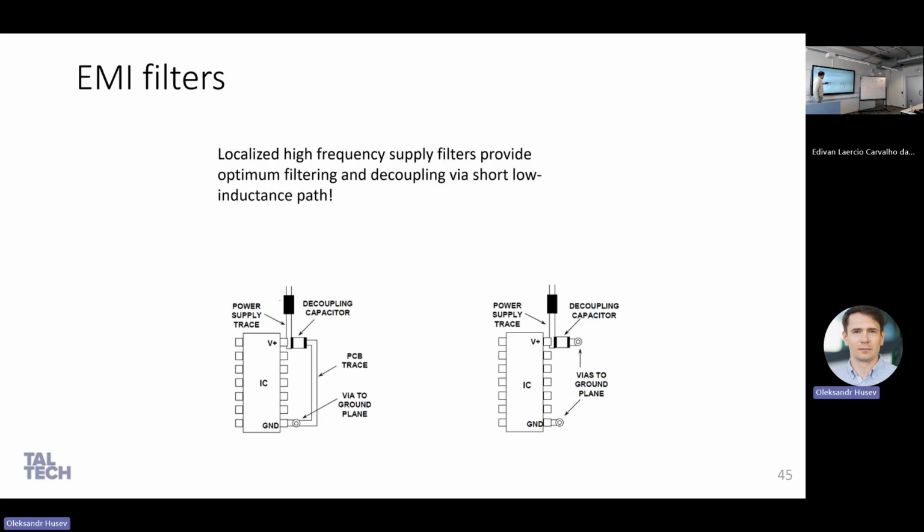Another one: localized high frequency supply filters provide optimum filtering and decoupling via a short low inductance path. Also, if you use a plane, this is also not very good. This is much better, because if you have a plane, your current will always find the shortest way in terms of minimizing inductance. This is something obvious, so I don't want to stay there, but the visualization is obvious: here you already defined this loop, which is not good.